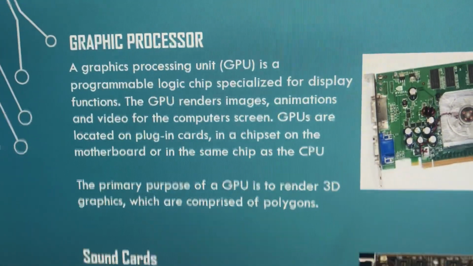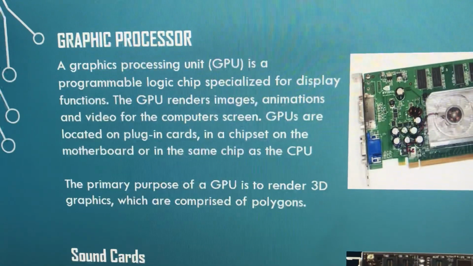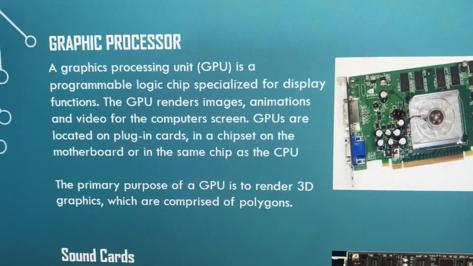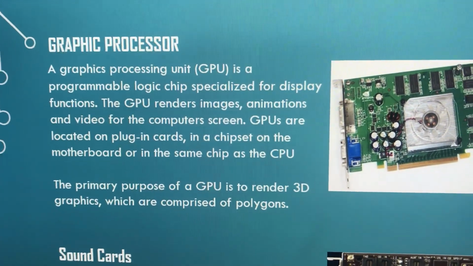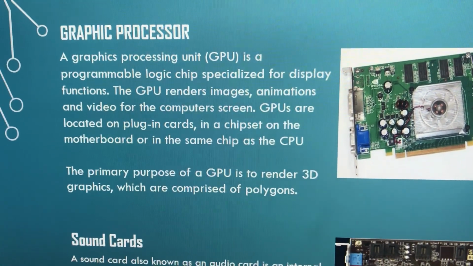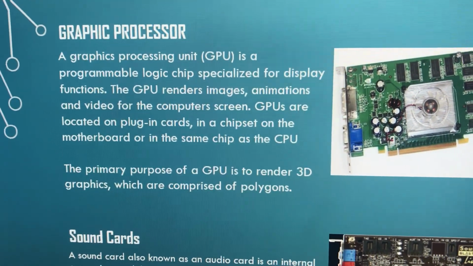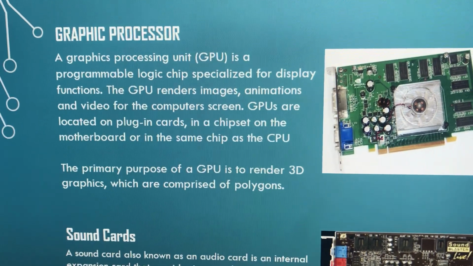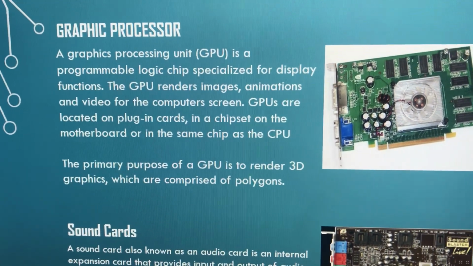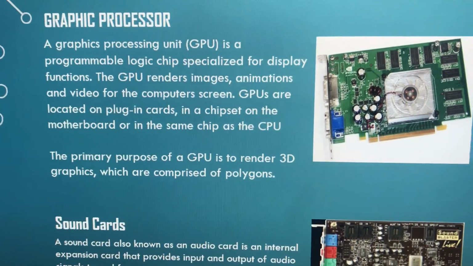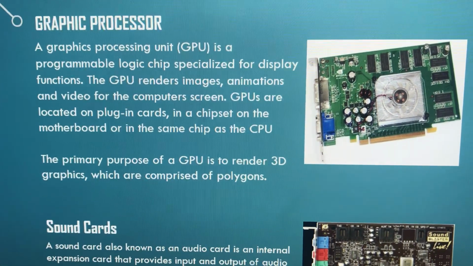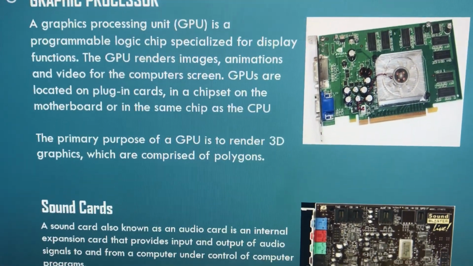Graphic processor. A graphics processor unit, GPU, is a programmable logic chip specialised for display functions. The GPU renders images, animations, and video for the computer screen. GPUs are located on plug-in cards, in a chipset on the motherboard, or in the same chip as a CPU. The primary purpose of a GPU is to render 3D graphics, which are comprised of polygons.